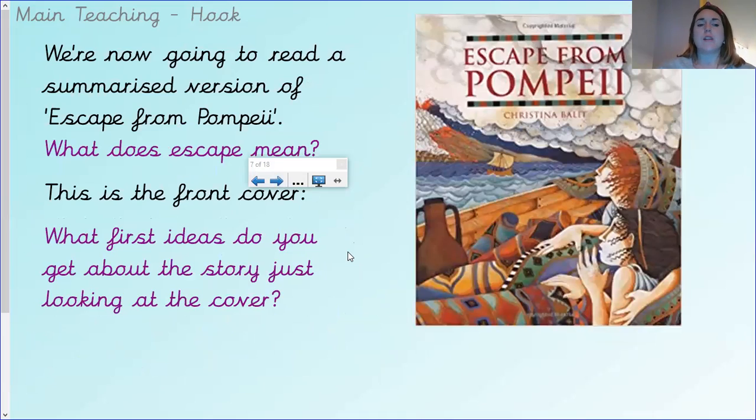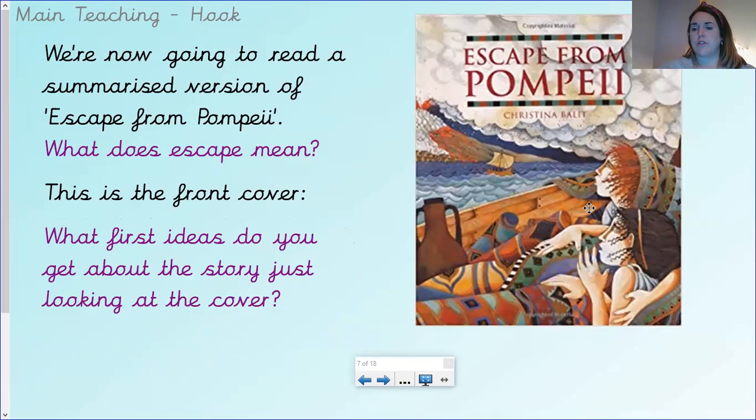So today we're going to look at a summarised version of our story. It's called Escape from Pompeii, and it's by an author called Christina Bartlett. What do you think escape might mean? I'm sure lots of you have come across that word before. An escape is when you leave somewhere.